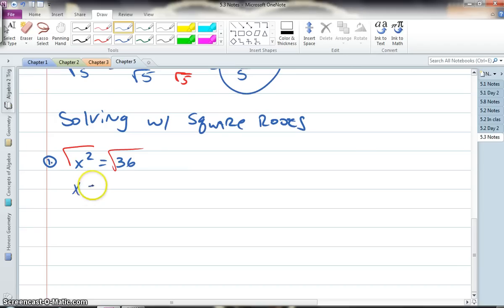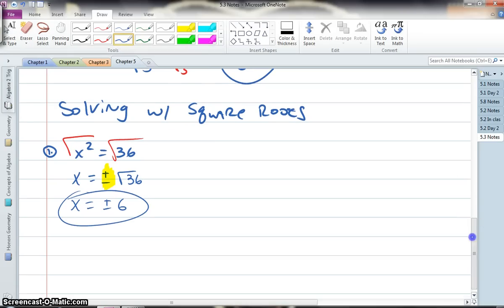Now, the very important piece is we can never forget that the answer is plus or minus the square root of 36. So my solution is actually plus or minus 6. Whenever you square root both sides, you always have to remember your plus or minus.